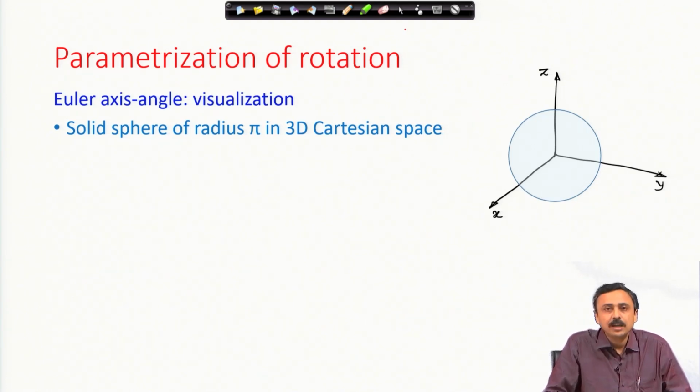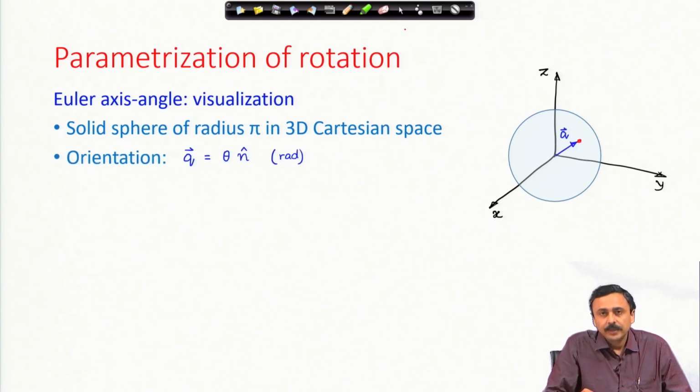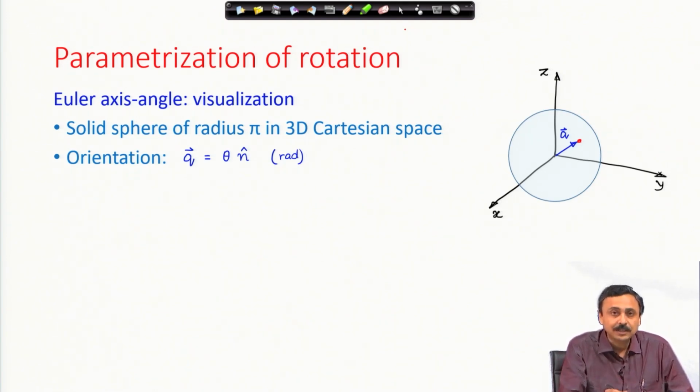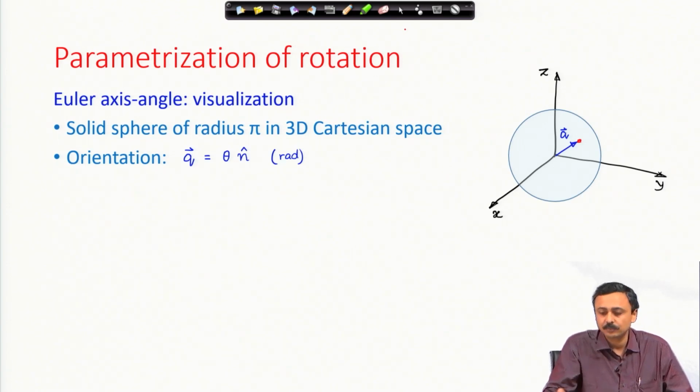Consider this solid sphere of radius pi in 3-dimensional Cartesian space. Now, any orientation of a body by Euler's axis angle theorem can be represented by a unit vector and a rotation about that unit vector. If I now form a vector q, which is this angle in radian times the unit normal about which the rotation has taken place, I say this vector represents an orientation. It represents the orientation of a body, let us say. This is a 3 cross 1 vector, so it has a representation in some Cartesian space.